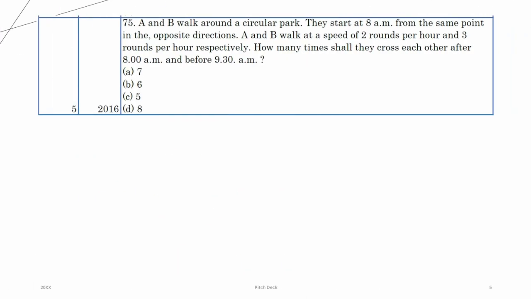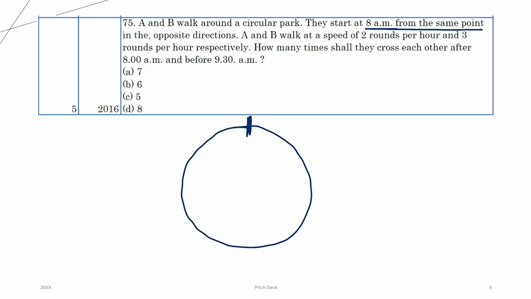A and B are walking around a circular path. Let's read the first statement, and this is how it looks like. A and B are moving in the circular path. Same direction, different direction, we don't know, we will see. They start at 8 a.m. from the same point in the opposite direction, right? They start at opposite directions, means A is moving on this side, B is moving on the other side, right?